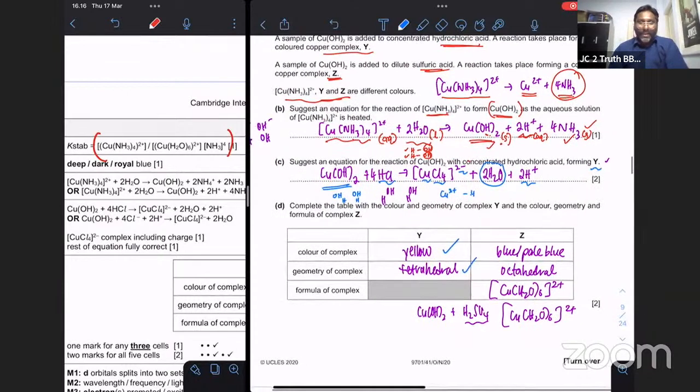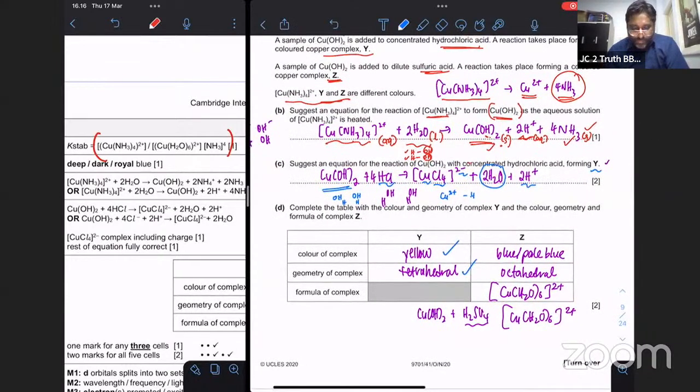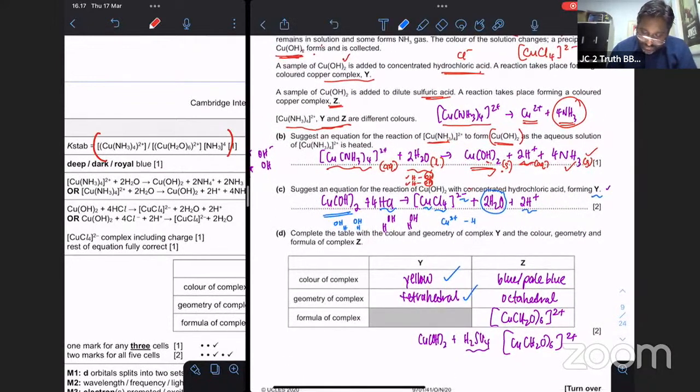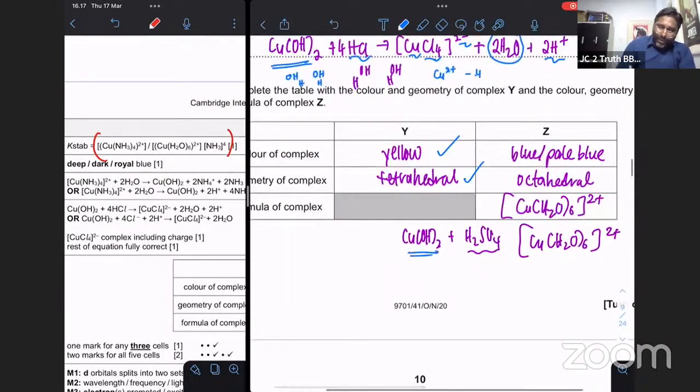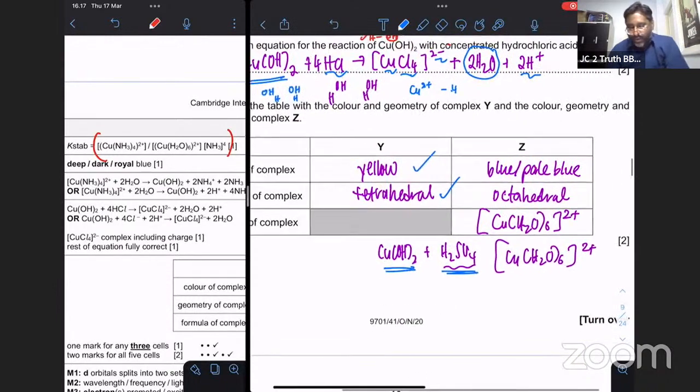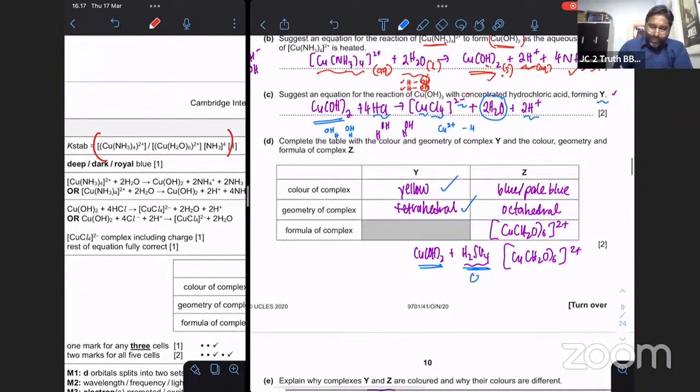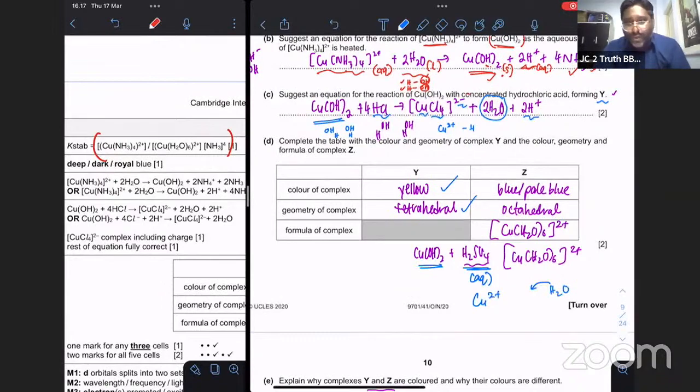And then the Z, you can see the reaction takes place forming a colored copper complex, which is going to be Z. What is actually taking place? You have the copper hydroxide with H2SO4. What happens generally is it reacts with water first. When they react with water, the Cu2 plus is combined with 6 ligands of water. This one is quite common.